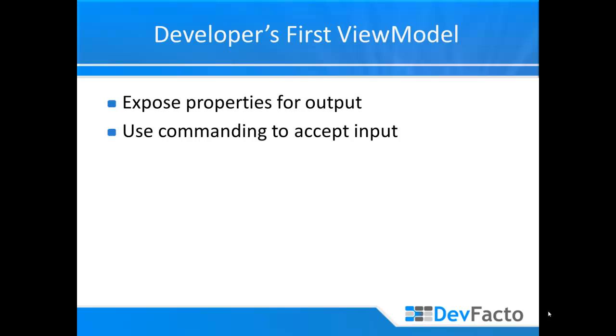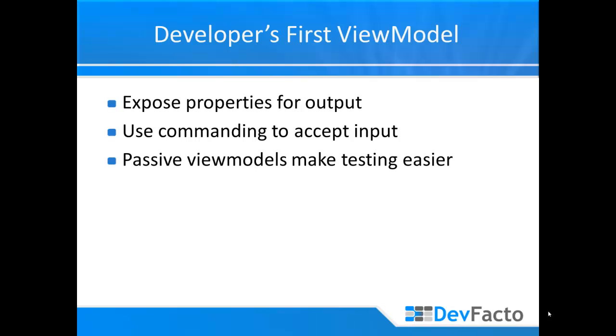A command is basically an object that you can bind to in your view to handle your events. It's a really nifty way of running code without having to actually put the code into the view. We're using the passive MVVM pattern here, and this is going to make testing a lot easier for us. That's typically why you're going to want to use the passive.